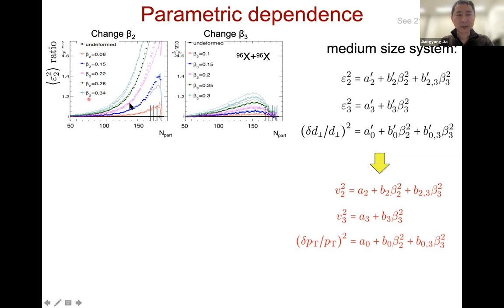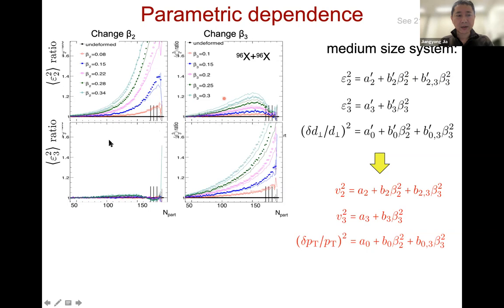I increase the beta 2 value to some large value and take the ratio from the spherical case. You can see as you increase the beta 2, there's a huge enhancement of epsilon 2, as expected. But if you increase the beta 3, epsilon 2 also increases, but it only happens in the mid-central and near-central region. In the ultra-central collision, beta 3 actually does not influence epsilon 2, but in mid-central it does. So I have this relation here. Now, if I test epsilon 3 and change beta 2, you can see epsilon 3 is not affected, okay? It does depend strongly on beta 3. So I have this second relation.